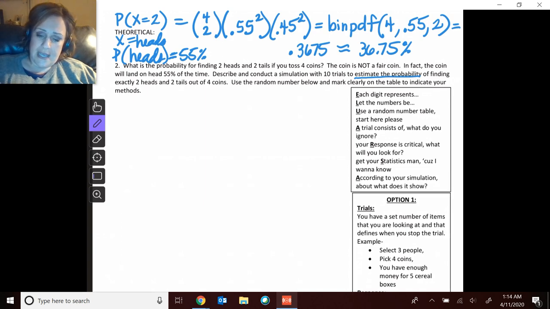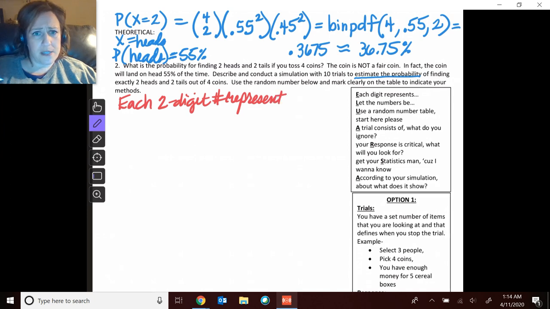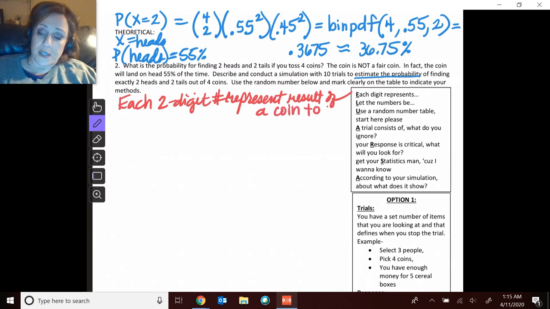So each two-digit number represents, and what is this that we're having them represent? A coin toss, or the result of a coin toss, whichever you could say, same thing. The result of a coin toss with this particular unfair coin.